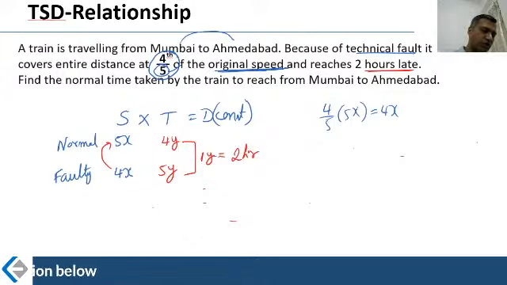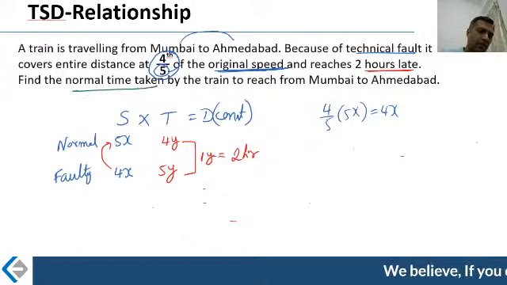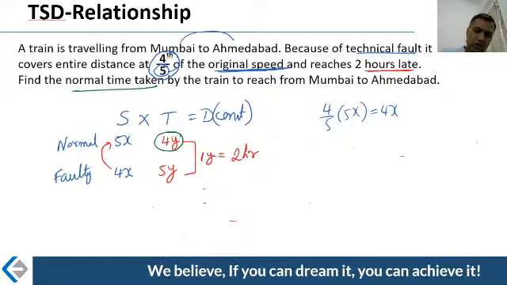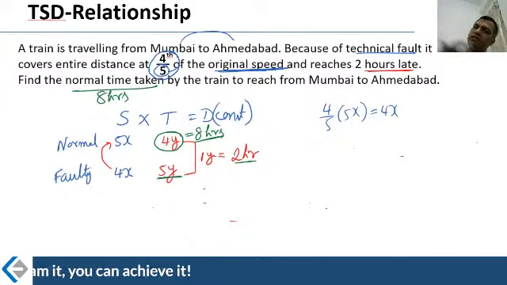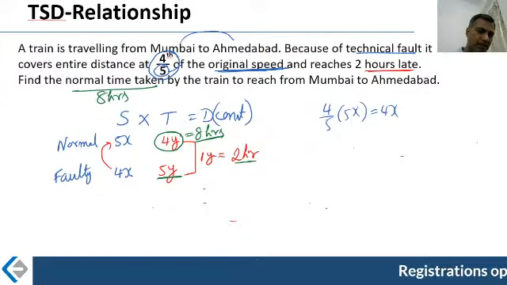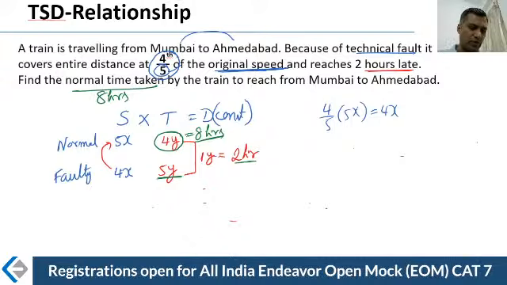Now what is the question here? What is the normal time taken? Normal time taken means the author is asking the value of 4y. The value of y is 2, so the value of 4y is 8 hours. Therefore normal time is 8 hours. Normally it takes 8 hours, but in the faulty situation it is taking 10 hours. The answer is 8 hours because the question is talking about the normal situation. I guess fair enough, you all got this particular point.